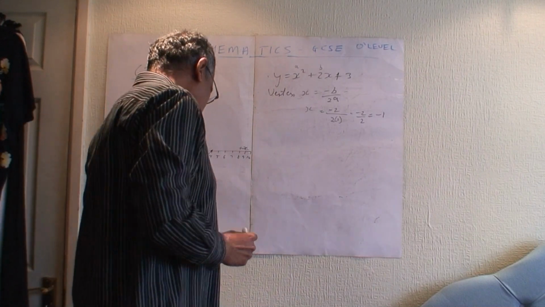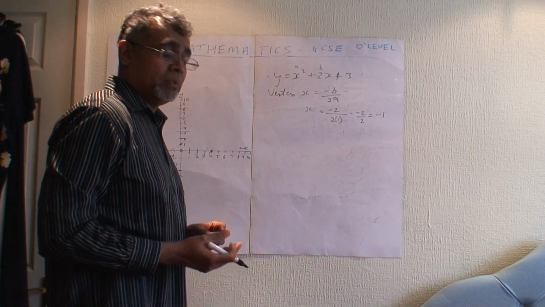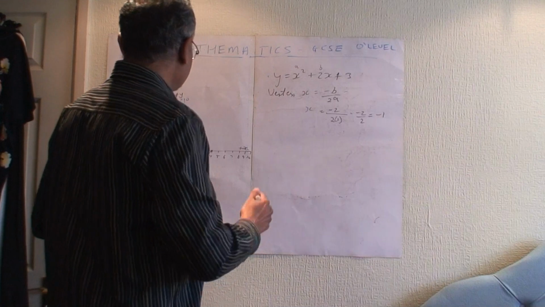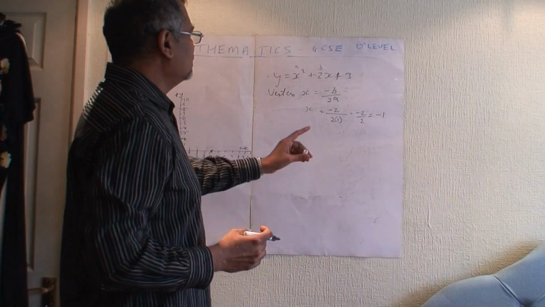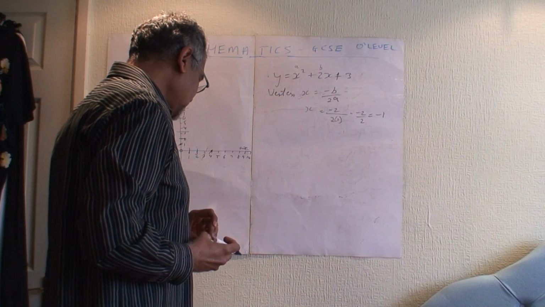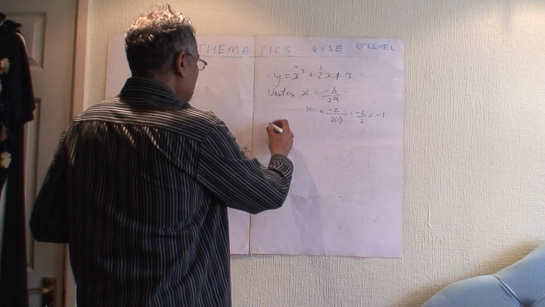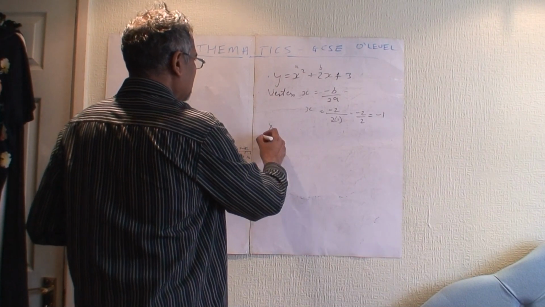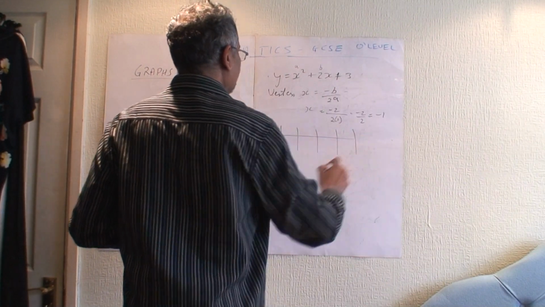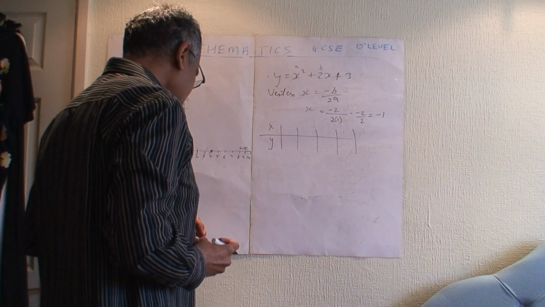So what do we do? We need to pick 5 points. We know that the center point of this equation is minus 1. So we need to pick 5 points, so we have the value of x and y.